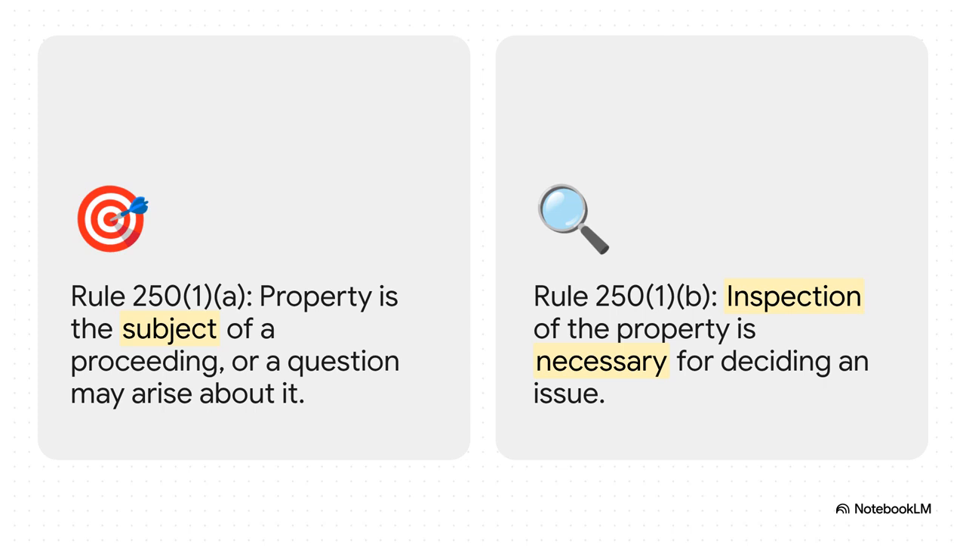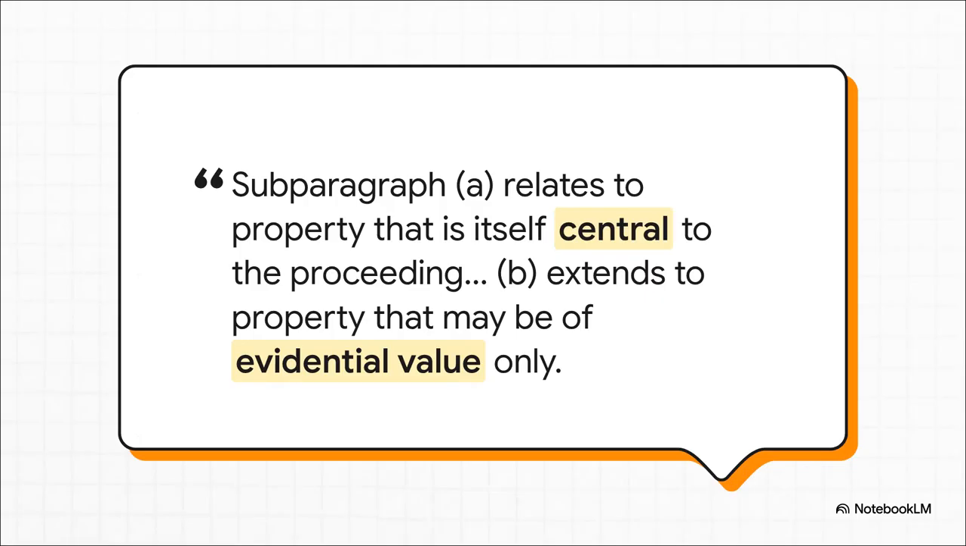So Paragraph A is your gateway when the property itself is what the whole fight is about. Like a case over who owns a specific car. The car is central. But Paragraph B is for when the property isn't the core issue, but you have to inspect it as evidence to decide something else. And this quote from Wilson Ceramics just nails the distinction. As Kefford DCJ explains, if you're using Gateway A, the property being central to the case is enough. But, and this is key, if you use Gateway B, because that property is just for evidence, you have to meet a higher bar. You have to prove to the court that the inspection is necessary.